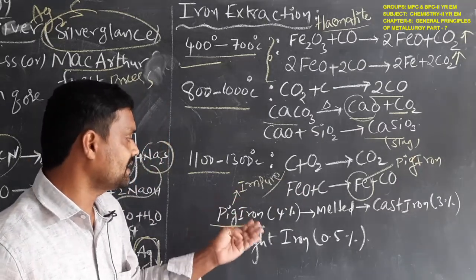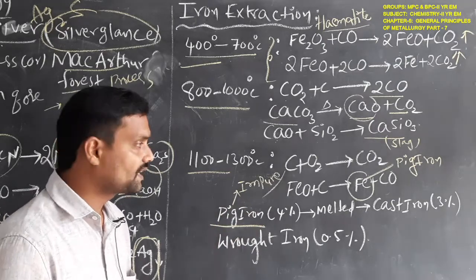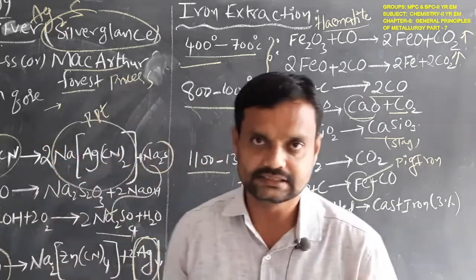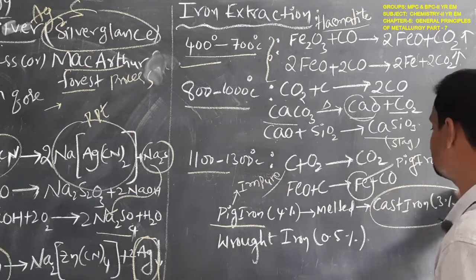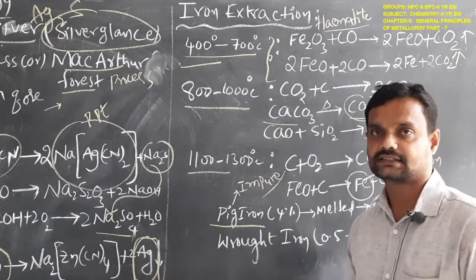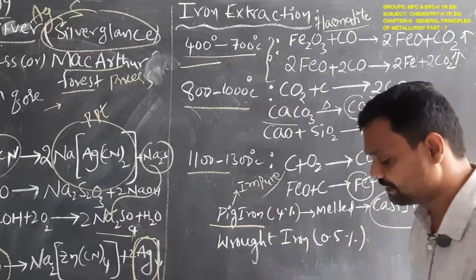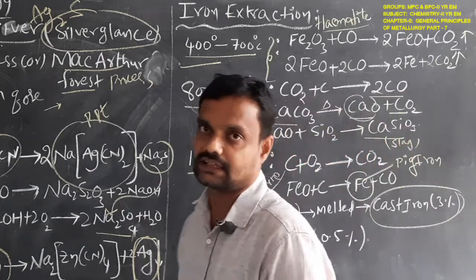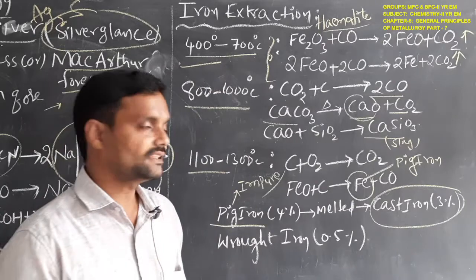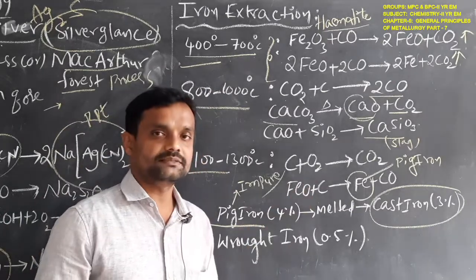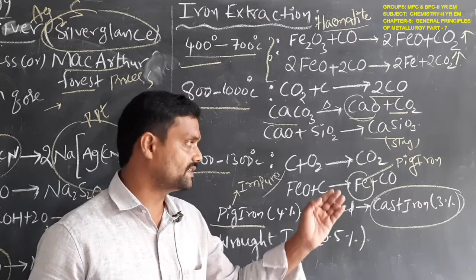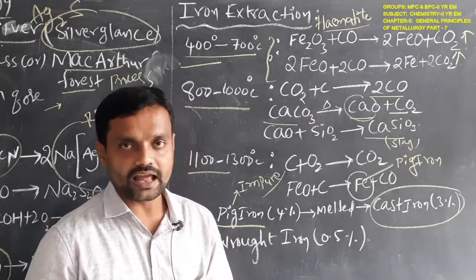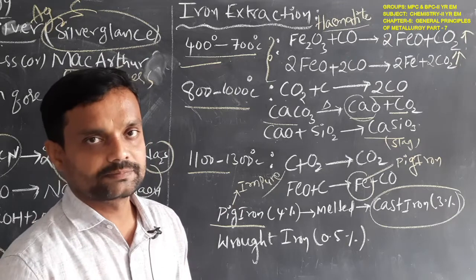On melting of this pig iron, we get cast iron. This cast iron has 3% carbon content. So on melting of the pig iron, finally we get the cast iron. This cast iron has 3%. That means the form of iron with a lower percentage of carbon is cast iron. It has 3%.